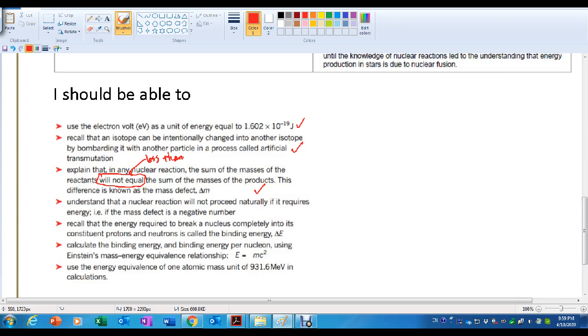Understand that nuclear reaction will not produce naturally required energy. Sorry, we haven't learned that. Also, we have learned parts of this equation, but we haven't learned the binding energy. The next video will be about binding energy.